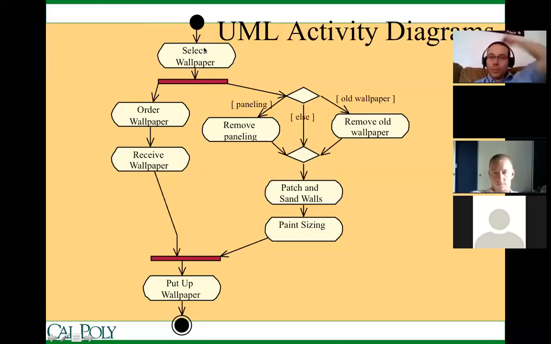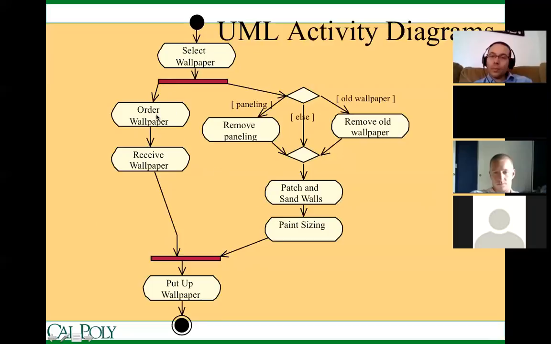That was the first thing. Before we started tearing anything off the walls in the future, that we would select the new wallpaper. And then what you see here is what's called a fork, this horizontal bar. This is a fork, and then the one on the bottom is a join. And so the fork indicates that these things coming out of it can happen in parallel.